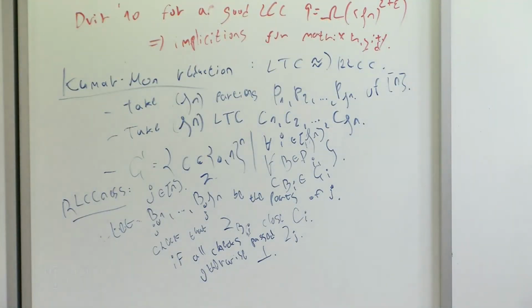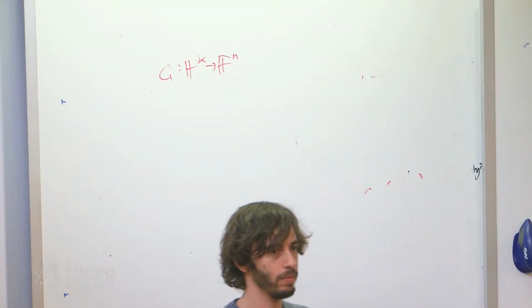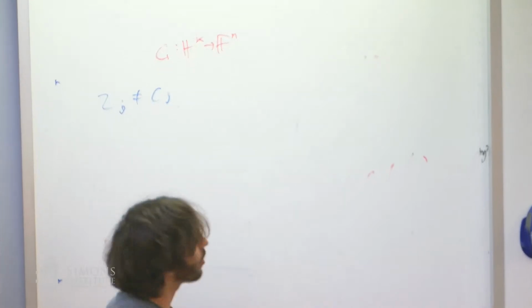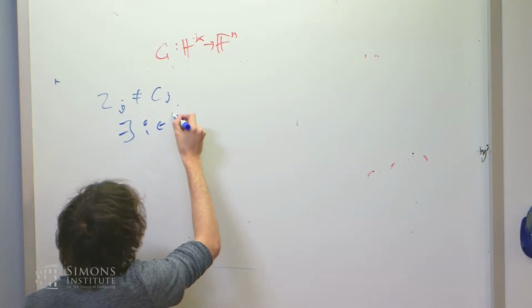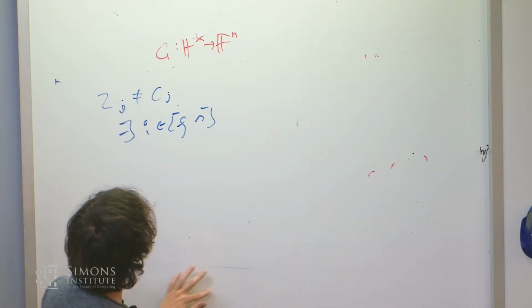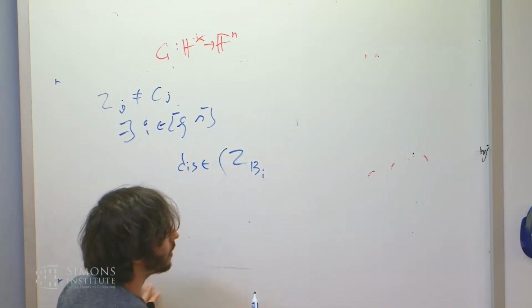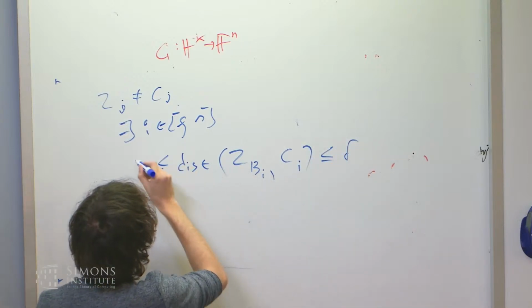Okay, so why is it correct? We see that we only need to handle the case that Z at location j is different from C at location j. Otherwise, we are always successful. So assume that Zj is not equal to Cj. We argue that there must exist some index of a partition such that the following holds: the distance of Z reduced to the Bi part and Ci is between delta and delta over 2.